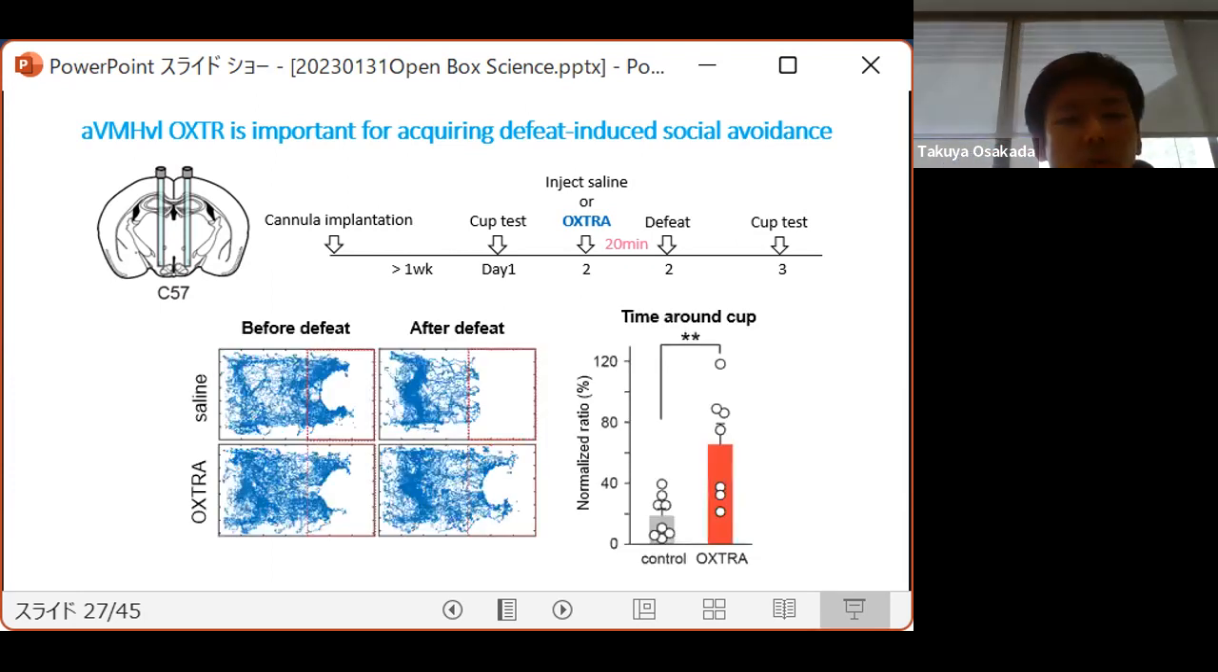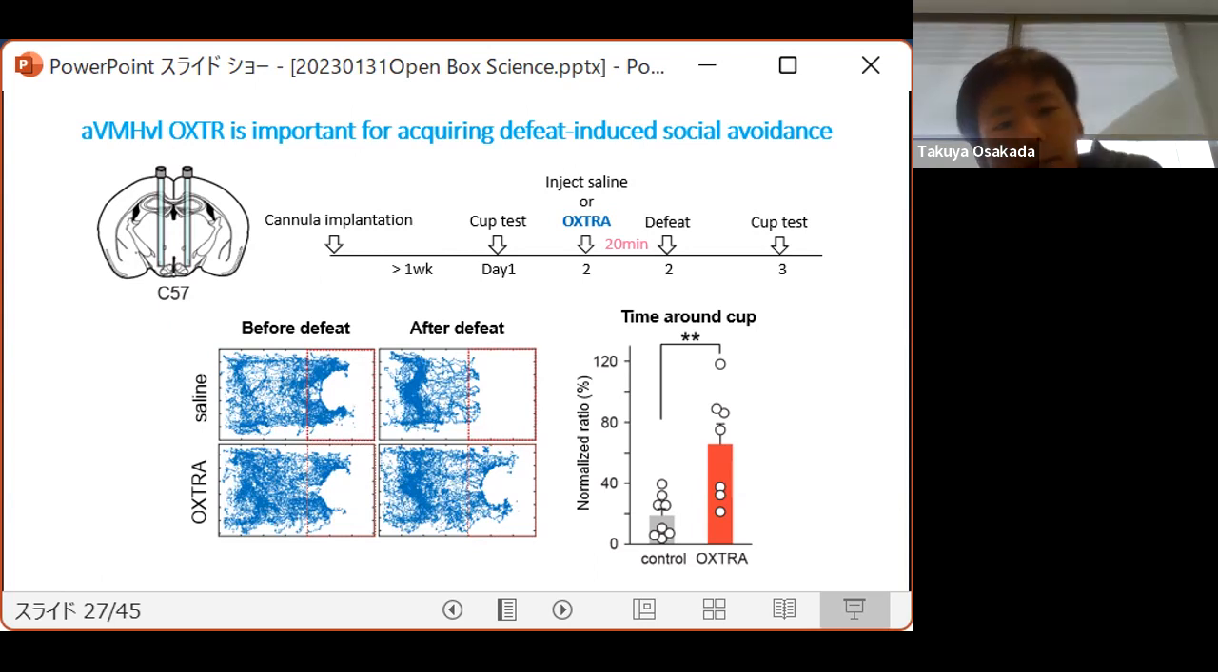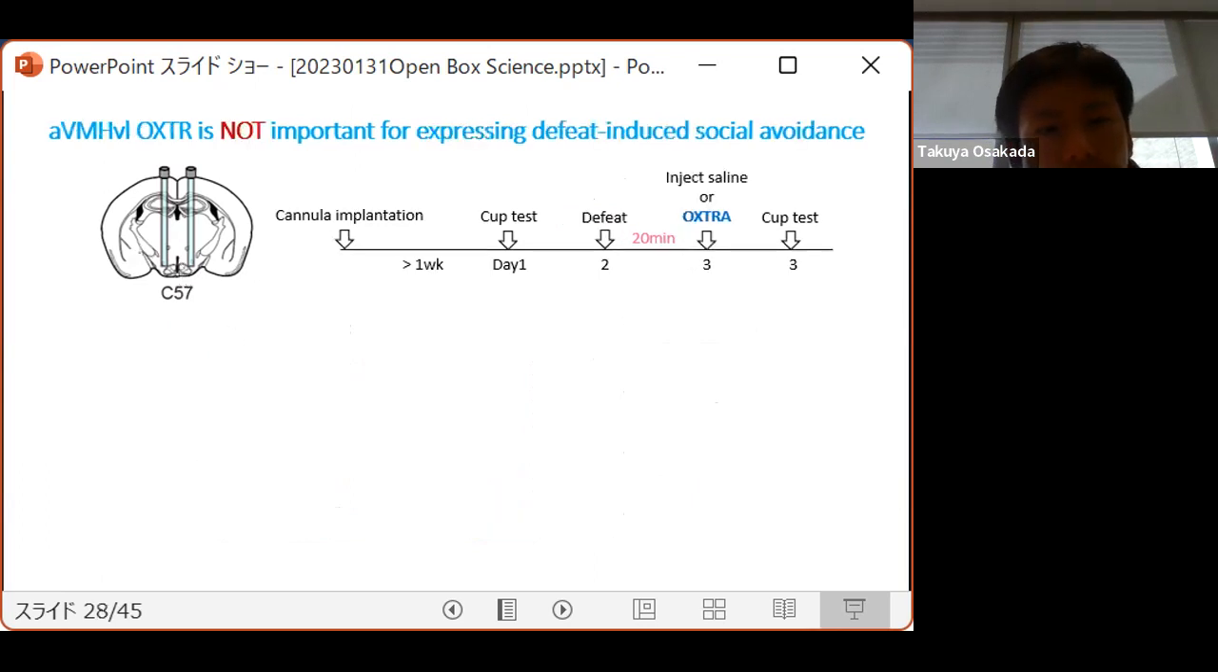So let's see the data. When we apply the antagonist, the approaching behavior towards the cup has increased. That means there is less avoidance behavior in the group with antagonist. This seems to be the same paradigm, but when we apply the antagonist is a bit different. In this slide, we applied the drug 20 minutes, sorry, the placement of the 20 minutes is weird, the 20 minutes should be here: 20 minutes before the cup assay.